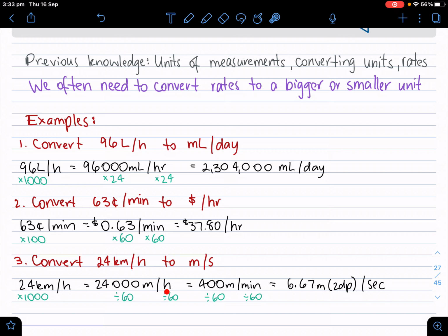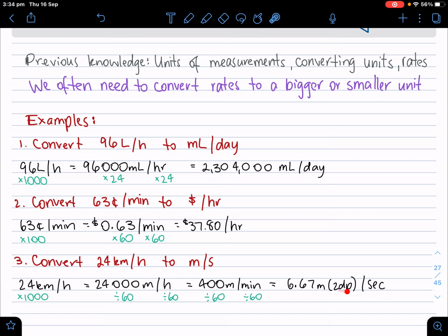I'm already in hours. I need to get to seconds. I need to go down a unit. So I'm going to divide by 60 on both sides because there's 60 minutes in an hour. So now I'm at minutes. Then I need to divide by 60 again to get to seconds. So here I had a two-step rate equivalency. I went from hours to minutes and then minutes to seconds. Do it step by step. Once you get the hang of it, you can do it in one step later.